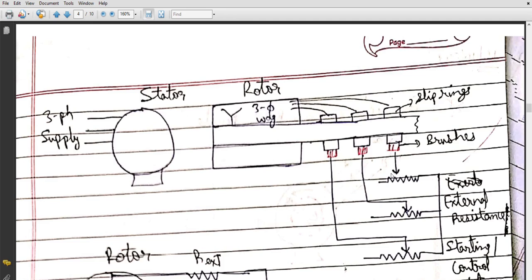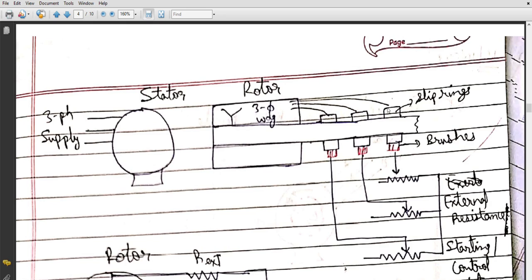Now, adding an external resistance to this rotating rotor will create chaos. It is possible, but there are a lot of difficulties in doing this, and it is not easy to maintain as well. So what we do is add a slip ring arrangement.